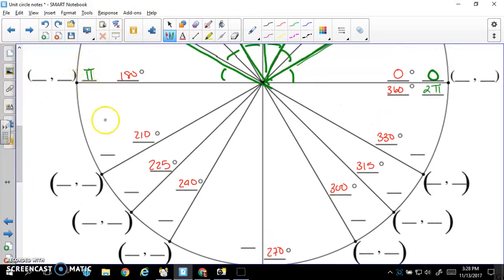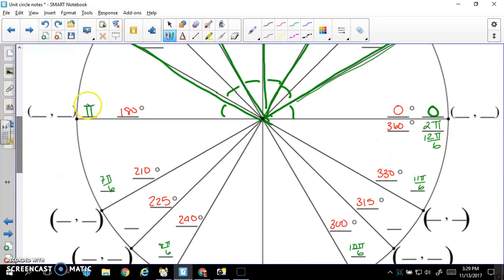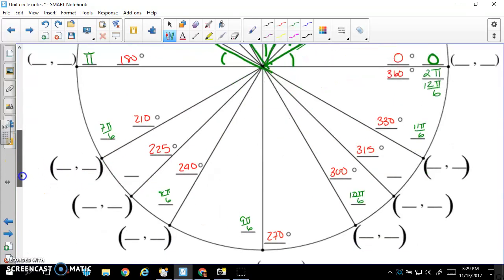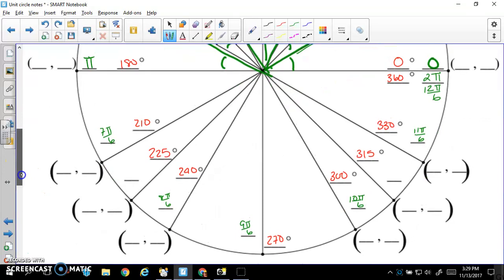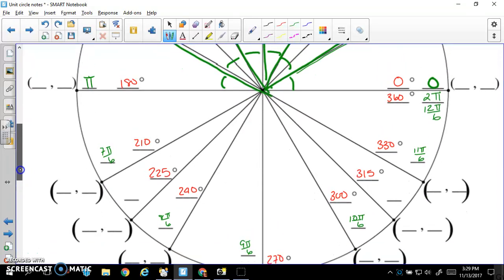I stopped at 6 pi over 6, so here I'm going to make this 7 pi over 6. Then right here I have 8 pi over 6, 9 pi over 6, 10 pi over 6, 11 pi over 6, and 12 pi over 6. Again, I'm doing it on every 30 degrees, so I'm ignoring those 45 degree marks, okay? Only those 45s I'm ignoring, and I'm doing this every 30 degrees. Now I just need to reduce these.